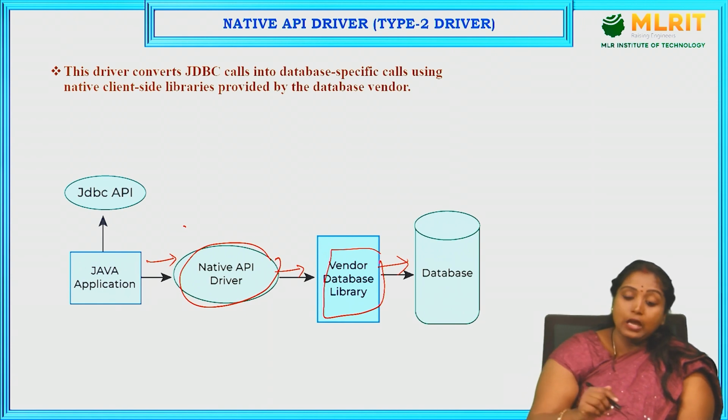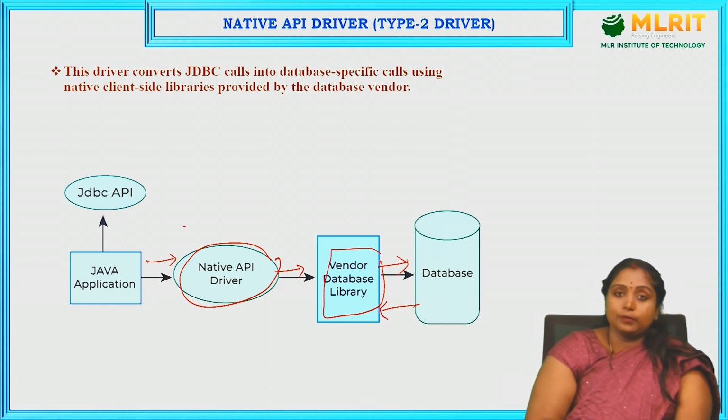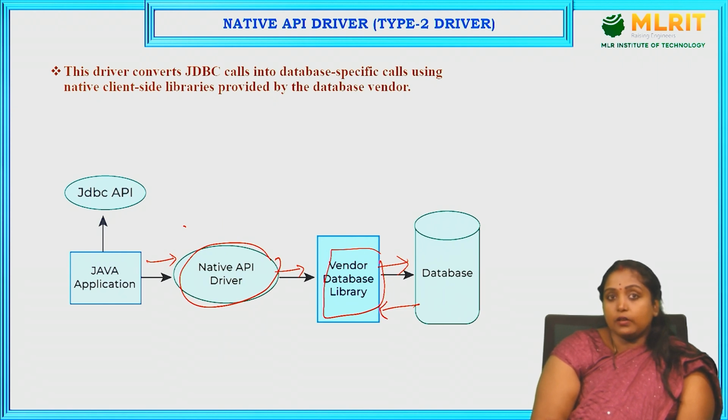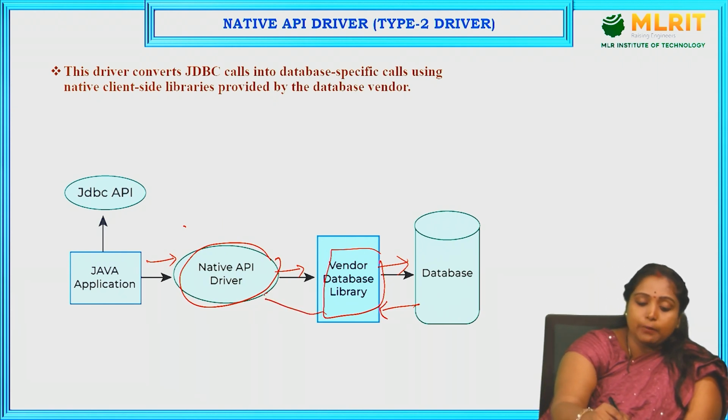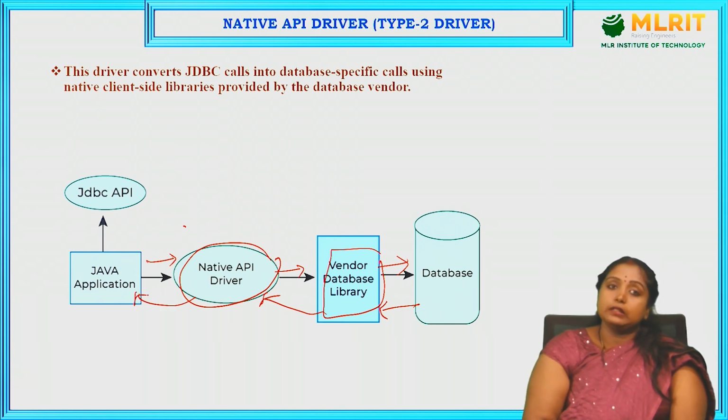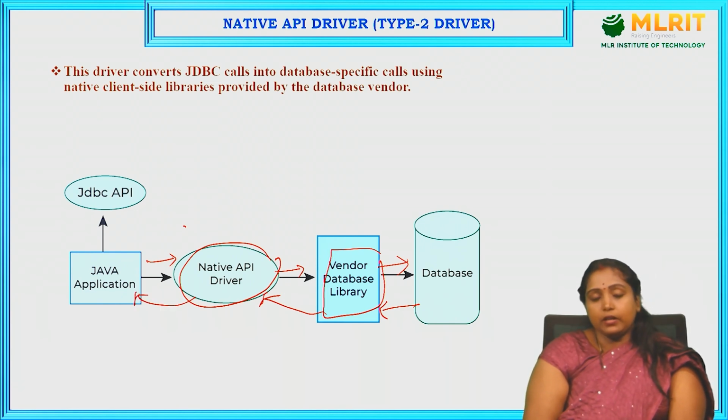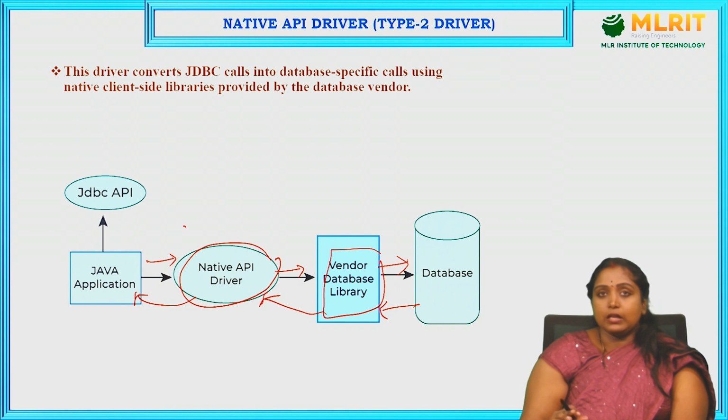In the same way, the database response is communicated to the vendor database library, then to the native API driver, and the results are published in the Java application. So this is what the type 2 driver is.